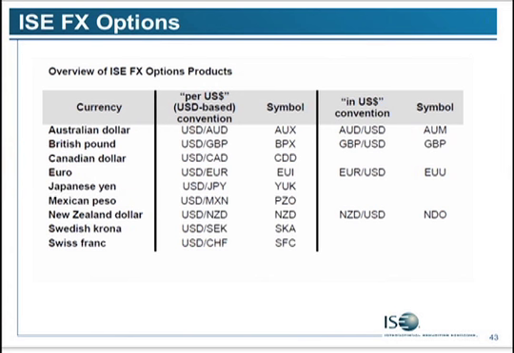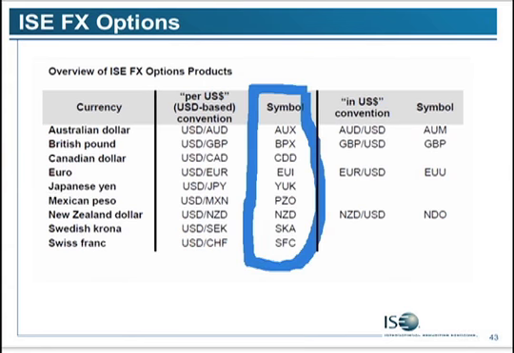So it would be AUX, BPX, CDD, EUY. These are the symbols: YUK, PZO, NZD, SKA, and SFC. Or if you wanted to trade dollar quote, and we created these for those of you that are spot traders and wanted something that looked very much like the spot, we created Aussie US, British Pound US, Euro US, and New Zealand US. So these are available also.